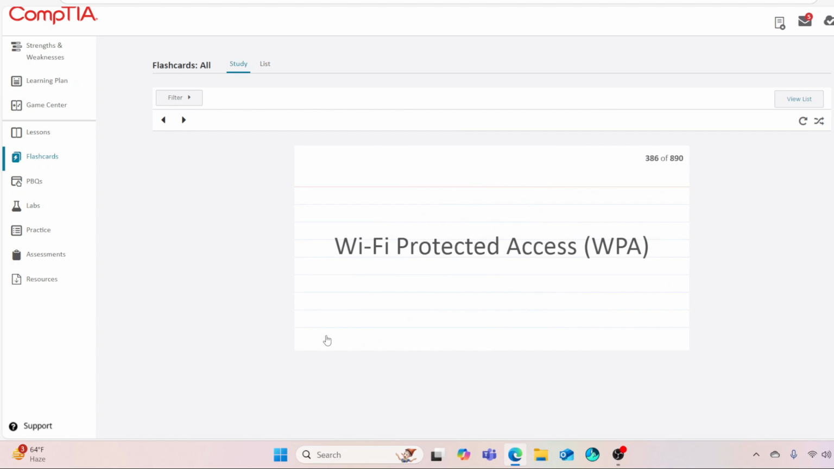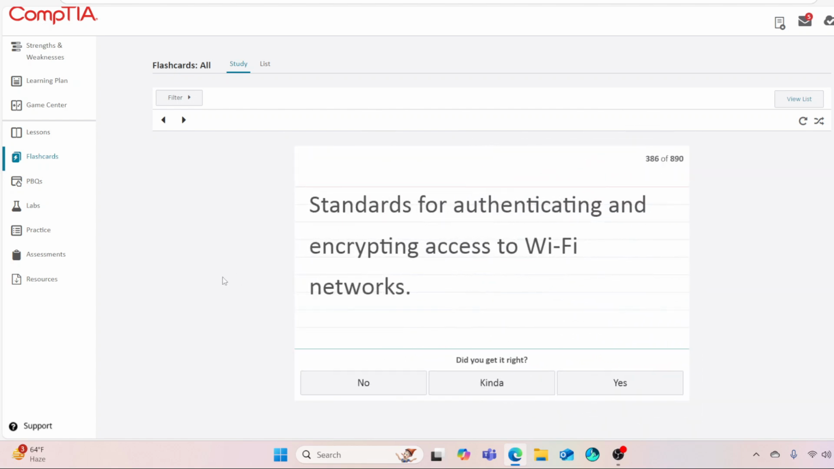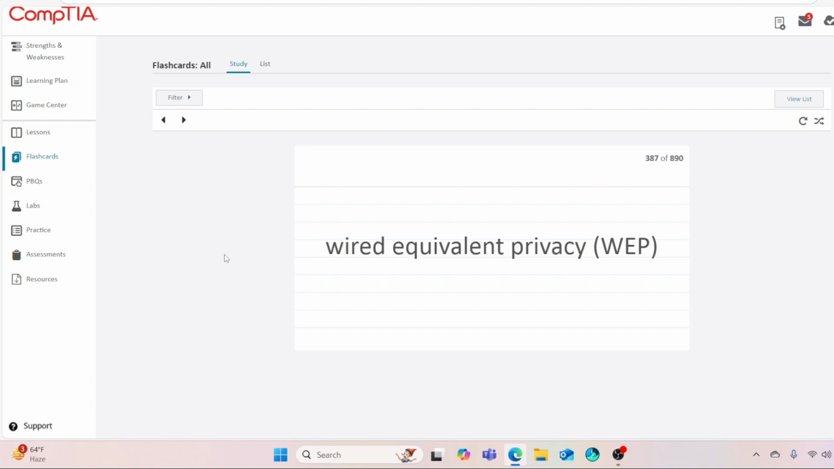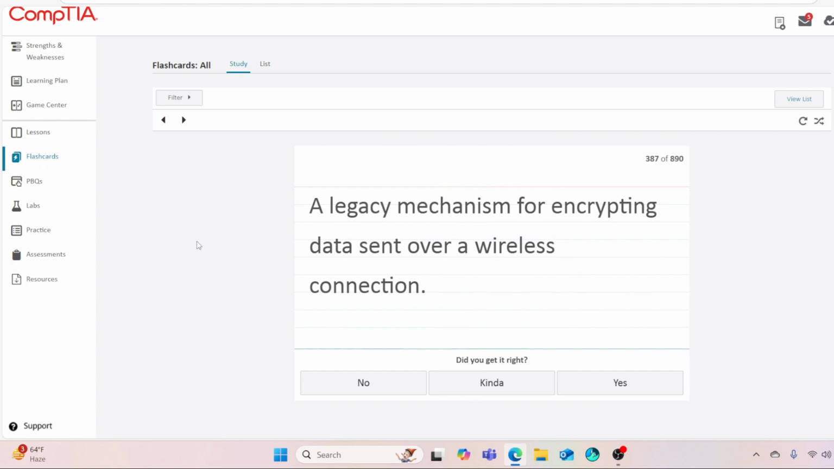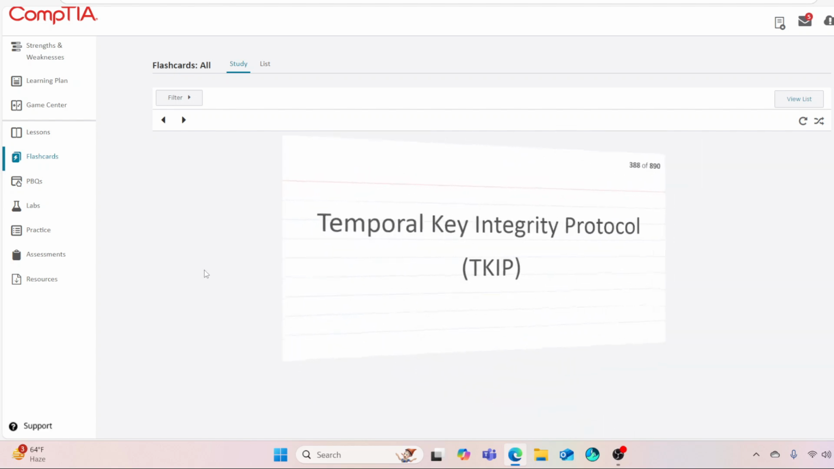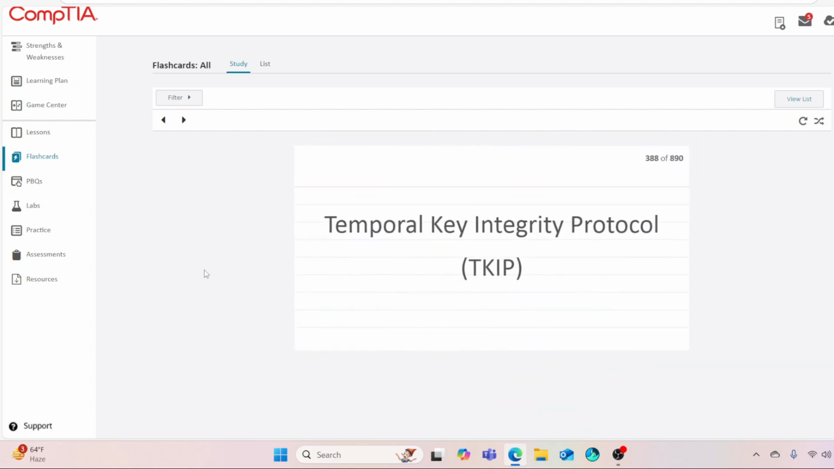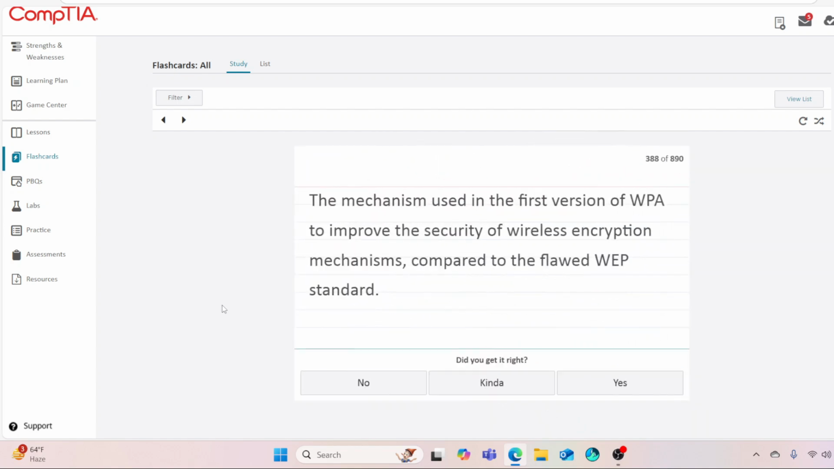Wi-Fi protected access. Standards for authenticating and encrypting access to Wi-Fi networks. Wired equivalent privacy. A legacy mechanism for encrypting data sent over a wireless connection. Temporal key integrity protocol. The mechanism used in the first version of the WPA to improve the security of wireless encryption mechanisms compared to the flawed WEP standard.